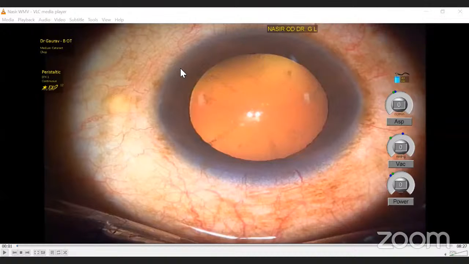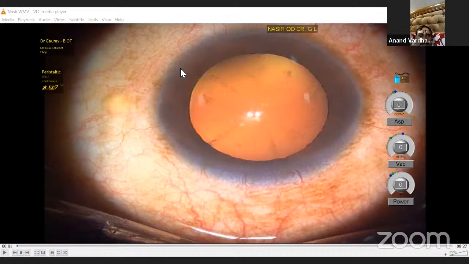I hope my screen share is visible to everyone. Yes, Amrita, please go ahead. Yeah, so this is the first eye that we had planned for this patient. I think we can give the background again. How much was the refractive error of the patient approximately?